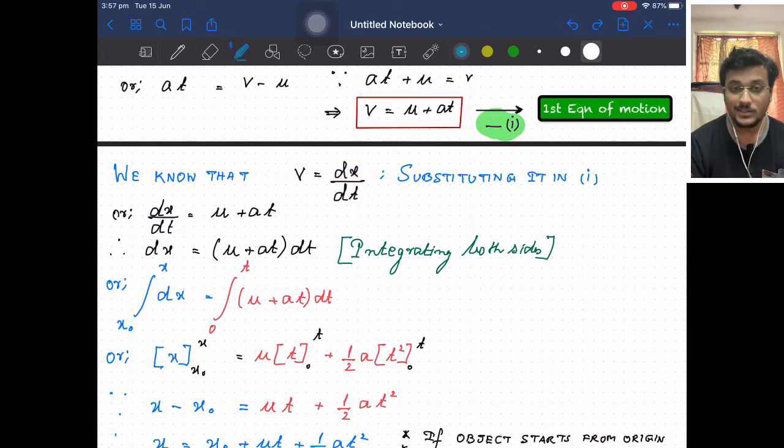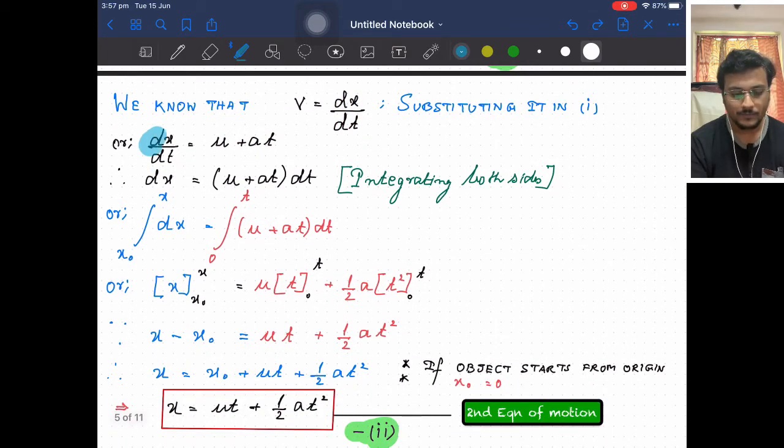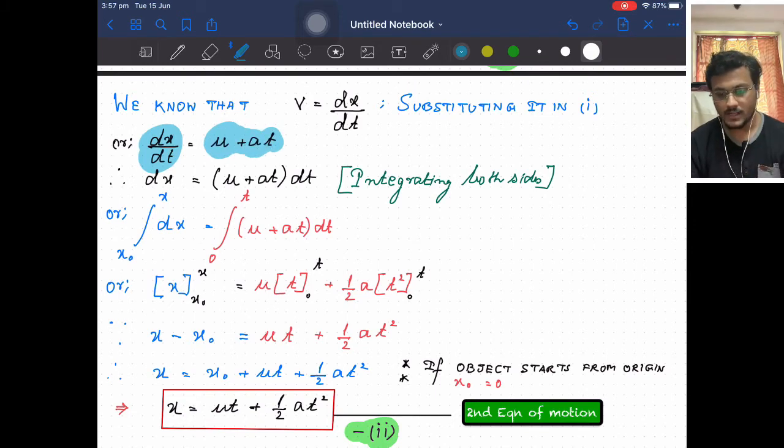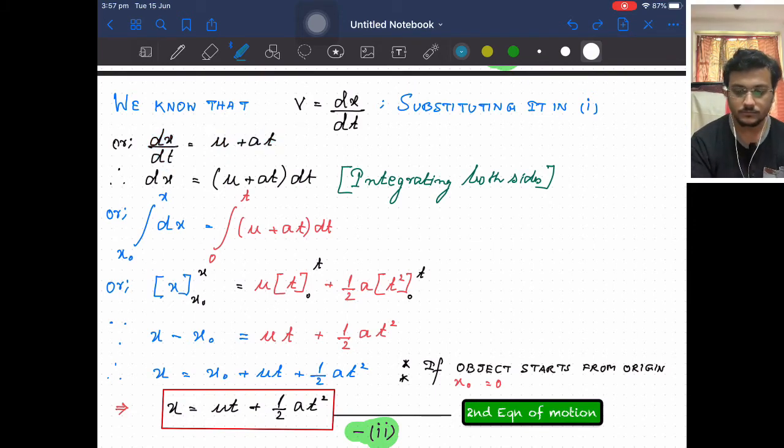Now the next tricky step of the question. So we have dx by dt is equal to u plus at. Next part of the question, moving on. Now if we cross multiply the dt operator to the right hand side, then we have dx is equal to u plus at into dt.